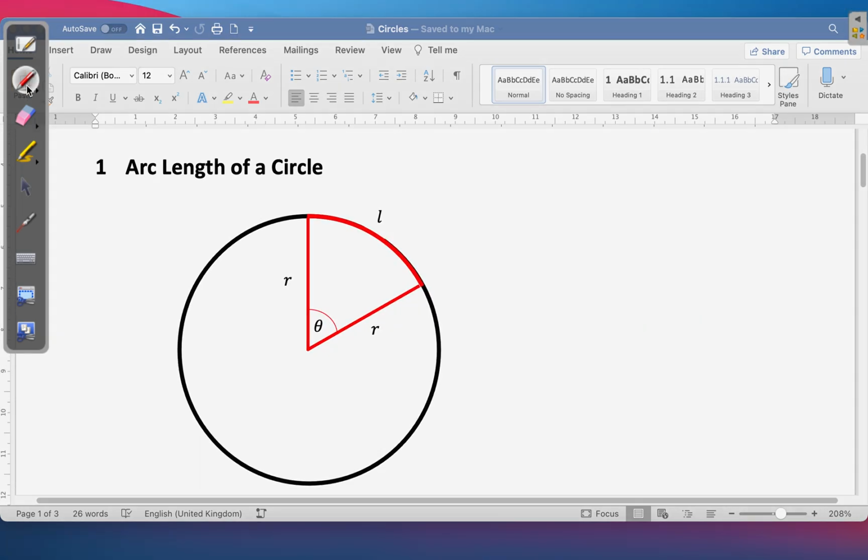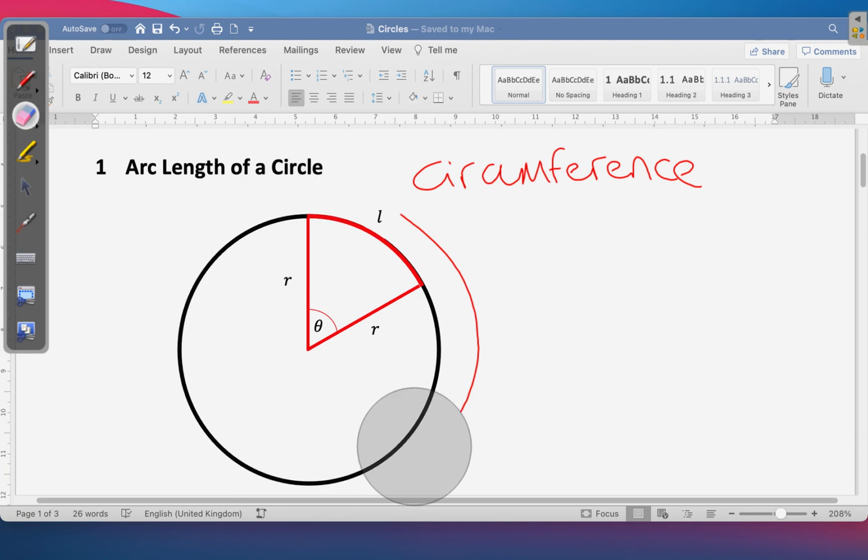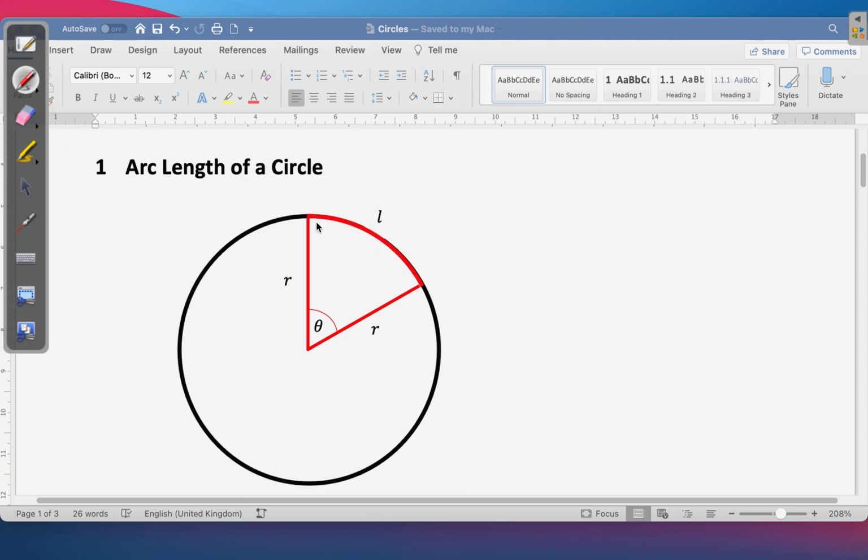Okay, now the first question that you might ask is, what is an arc length? An arc length is simply a piece of the circumference. The circumference is the full distance around the circle, like this. That's the circumference, and the arc length is simply a little piece of that. So it's a fraction of the whole circumference. That's shown on the diagram here as this distance from this point to this point, and we're going to give it the letter L.